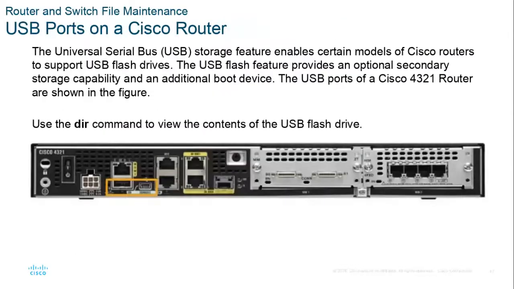Let's look at USB ports on a Cisco router. This is the newer model 4000 series router. It differs slightly from the routers we actually have in the physical lab. They have console ports. They have Ethernet ports. They have USB ports. The one thing I don't like about these routers is they have a wall wart power supply that you have to plug in here.